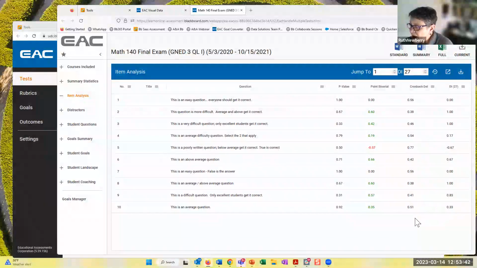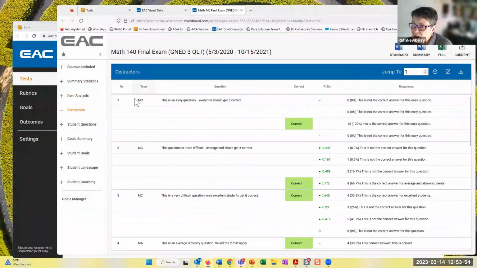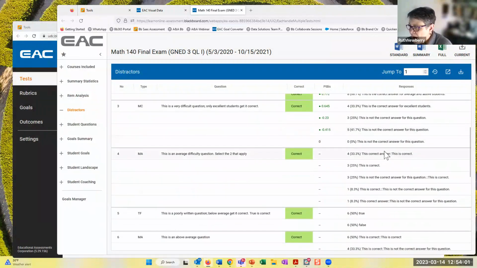Again, anything higher than my KR 20, like this one, is a suspect question. So it's guidance. I can look at the question, the type of question, the actual responses. And here's where I can begin to see, like in this question here, I have 4 of my 12 students that selected the right answer. The rest did not. And it tells me these 2 were kind of popular.